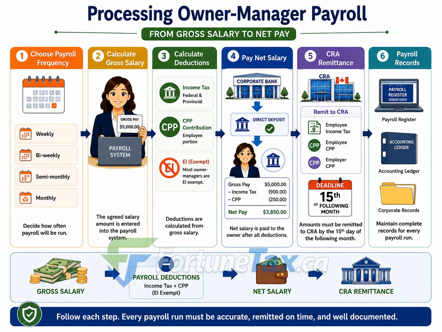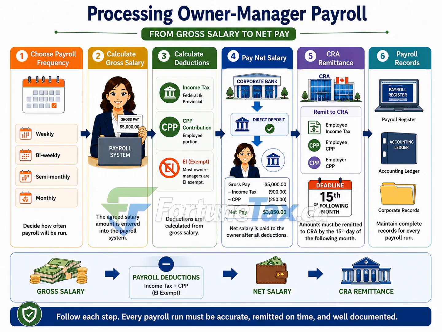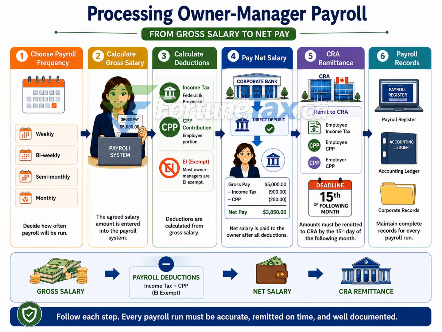The corporation must then remit the payroll deductions to the Canada Revenue Agency. These remittances include the income tax withheld from the employee's salary, the employee's CPP contribution, and the employer's matching CPP contribution. For most regular remitters, these amounts must be sent to the CRA by the 15th day of the following month. Missing this deadline can result in interest charges and financial penalties.